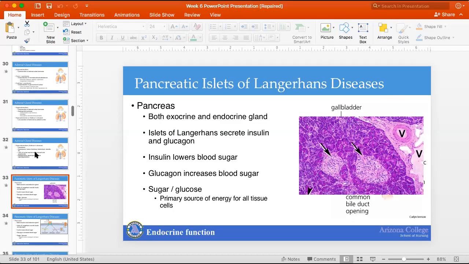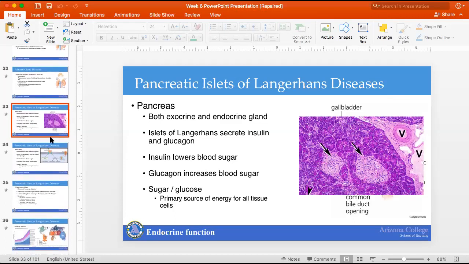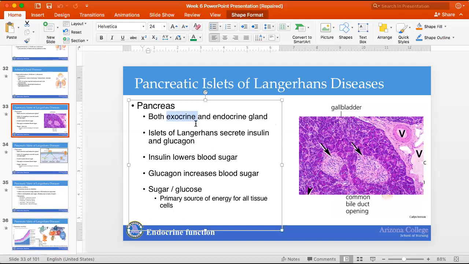Okay, now we're going to the pancreas. The pancreas is both an exocrine and an endocrine gland. The difference is that an exocrine gland excretes its substance or hormone on the outside surface, which is sort of weird to think about, but on the outside surface of the body. And the endocrine is a gland that secretes its substance into the bloodstream. So endocrine is always going to be bloodstream.